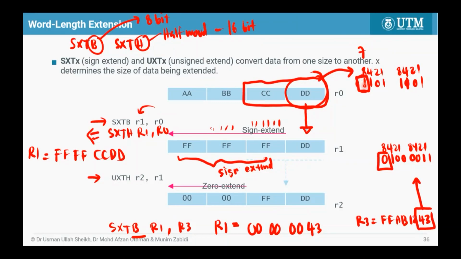Because this is an unsigned number. For example here, UXTH R2 R1. So this is the value of your R1. Since this is a half word, you copy this value here, so you will get FFDD. Even though you see FF here, which is bit number 16, is by right a 1, regardless of this bit, it doesn't matter. Since this is an unsigned number, you will extend the 0. That's why you get 0000FFDD. So this is how to do the signed and unsigned extension using these instructions.